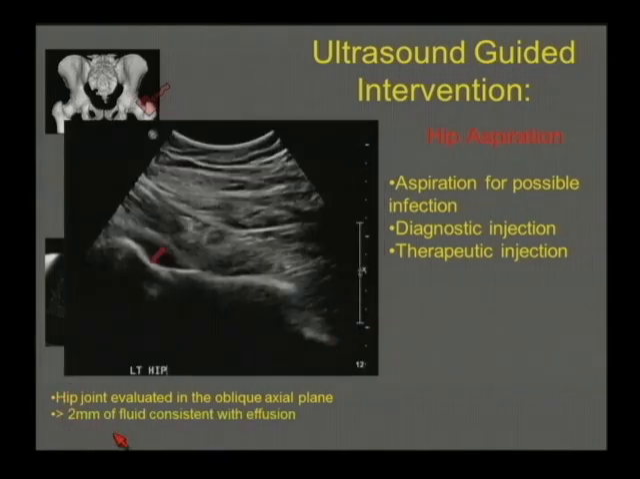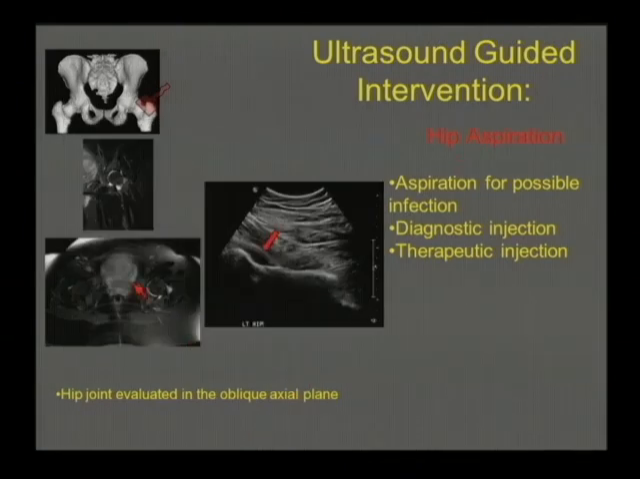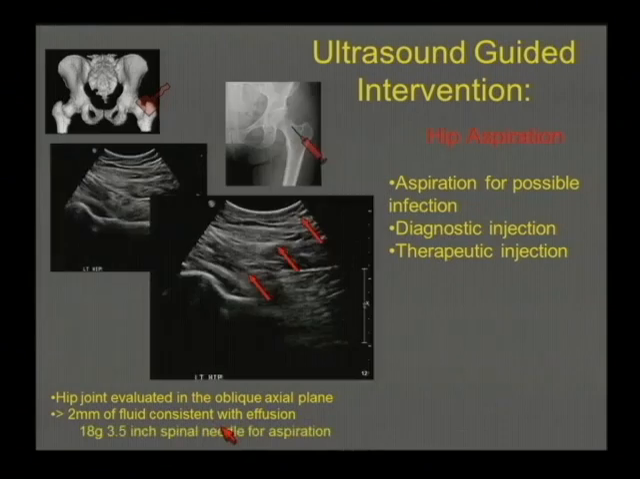So again, I mentioned this 2 millimeters of fluid consistent with effusion. We use that primarily in pediatric patients, but there is significant asymmetry compared to the opposite side. In this case, it was really not a question at all. We knew that the patient had an effusion before embarking on the procedure.